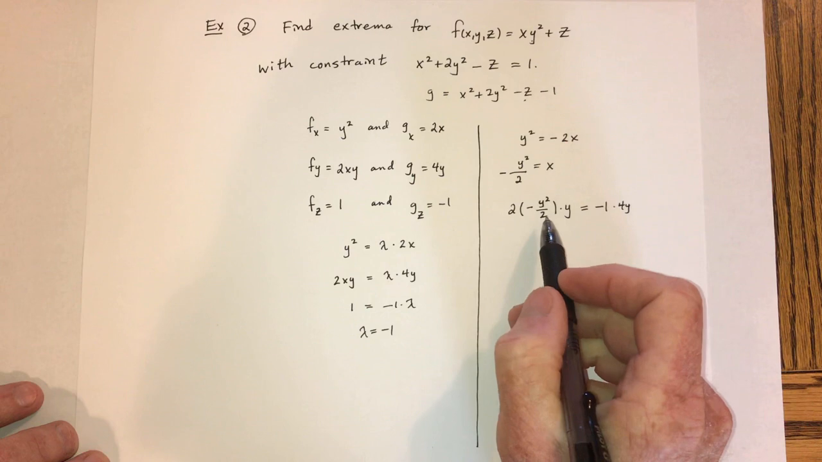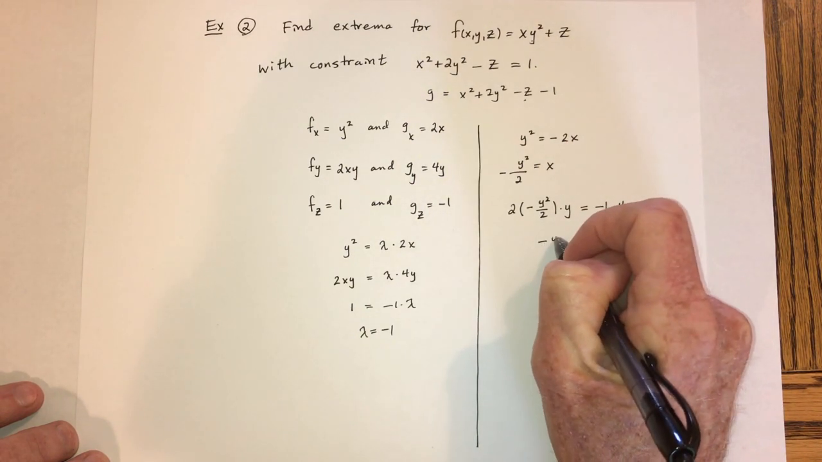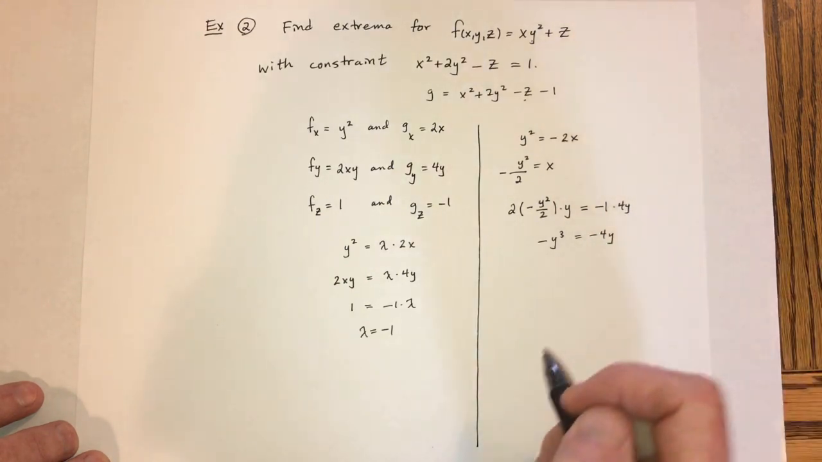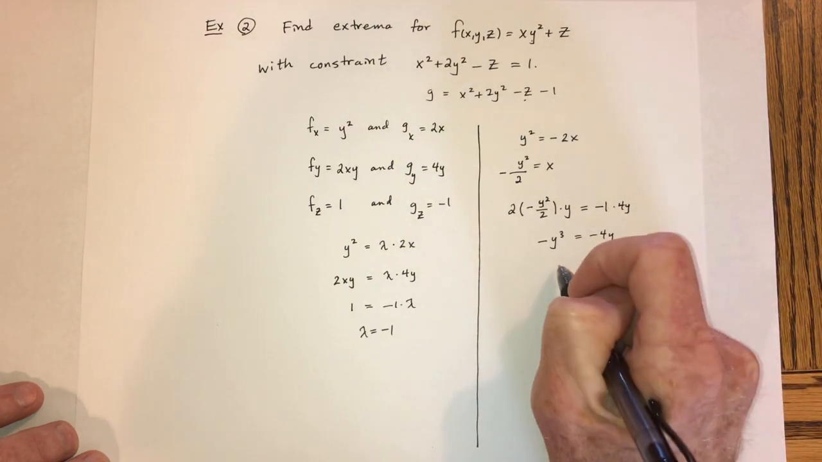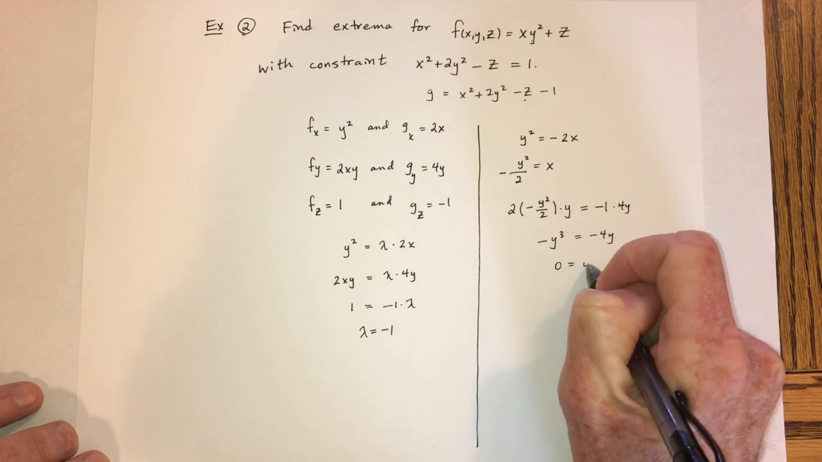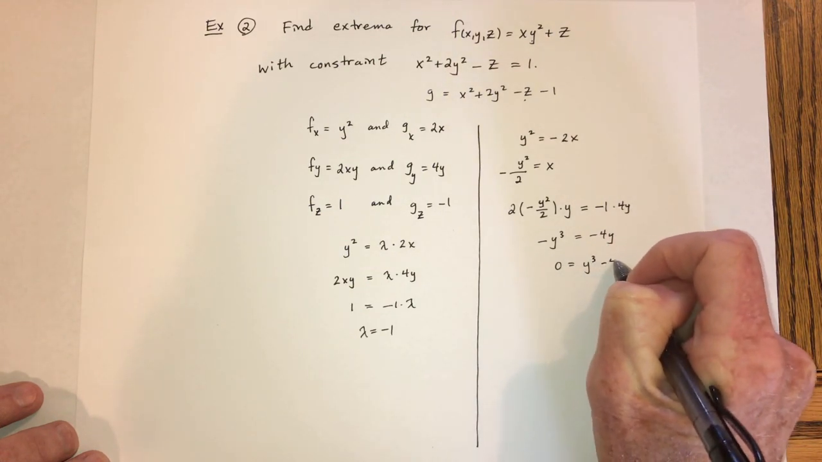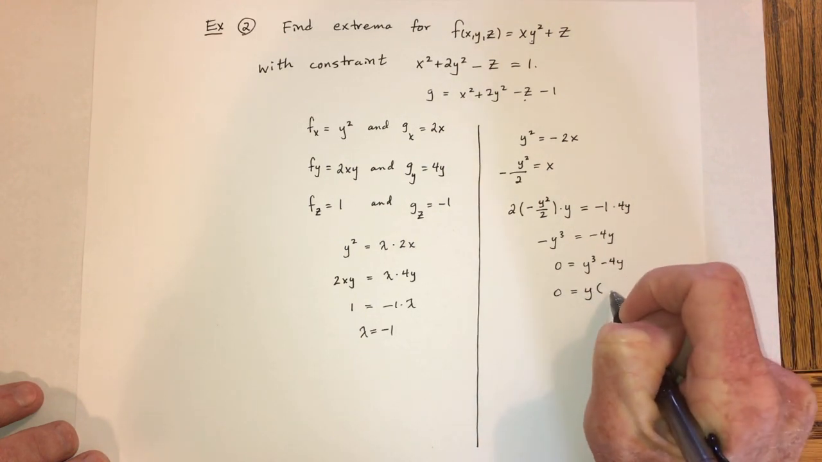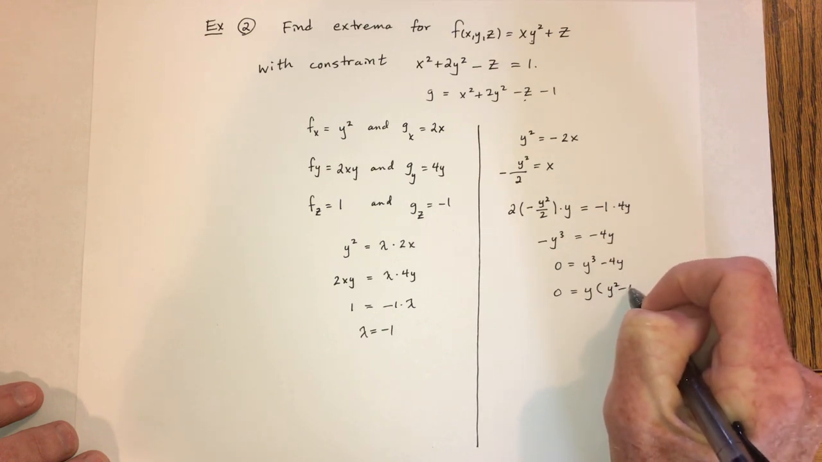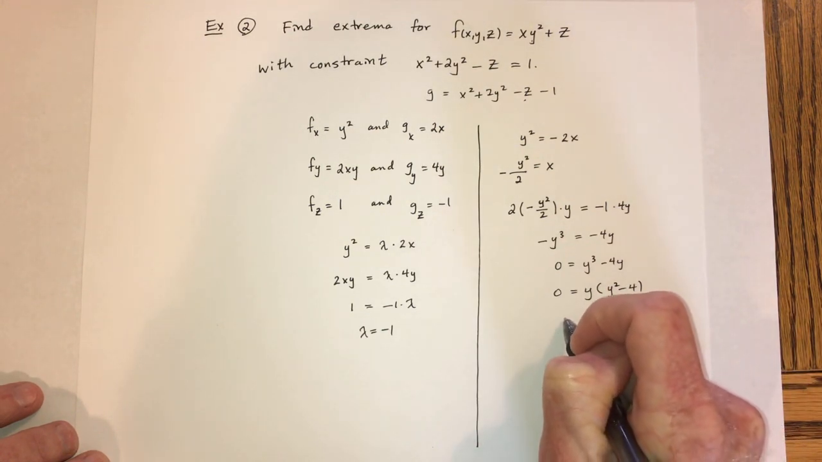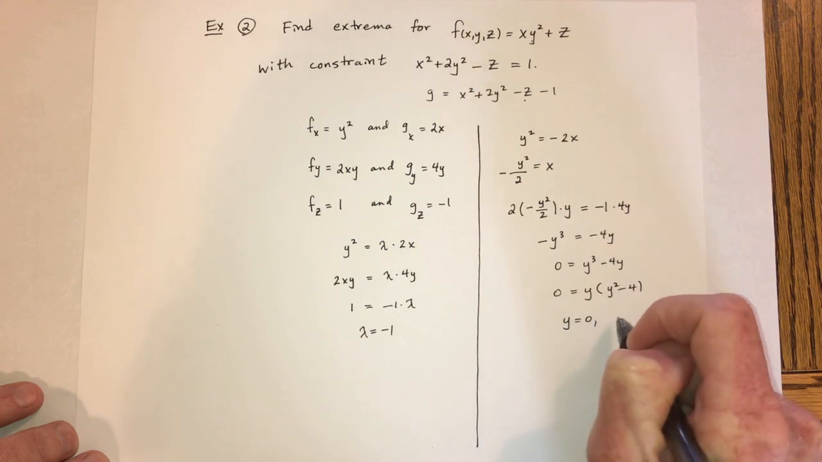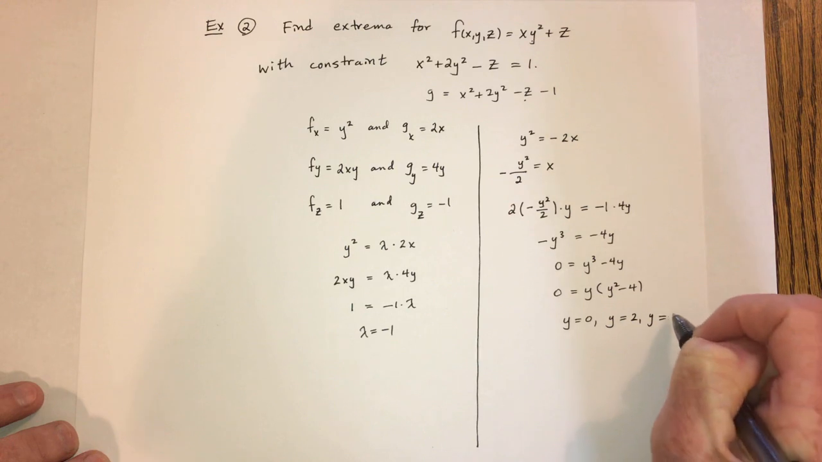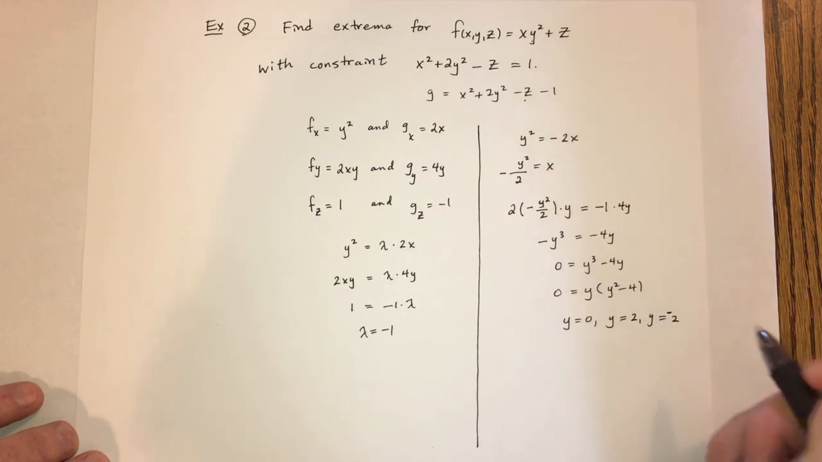So over here, the 2's are going to cancel. This is just going to be negative y cubed equals negative 4y. So I think I'll put the y cubed on the right side. And then I could even factor it. Factor out a y. And so the three solutions for that would be y equals 0, y equals a positive 2, and y equals a negative 2. Oops, I forgot my negative. Negative 2.